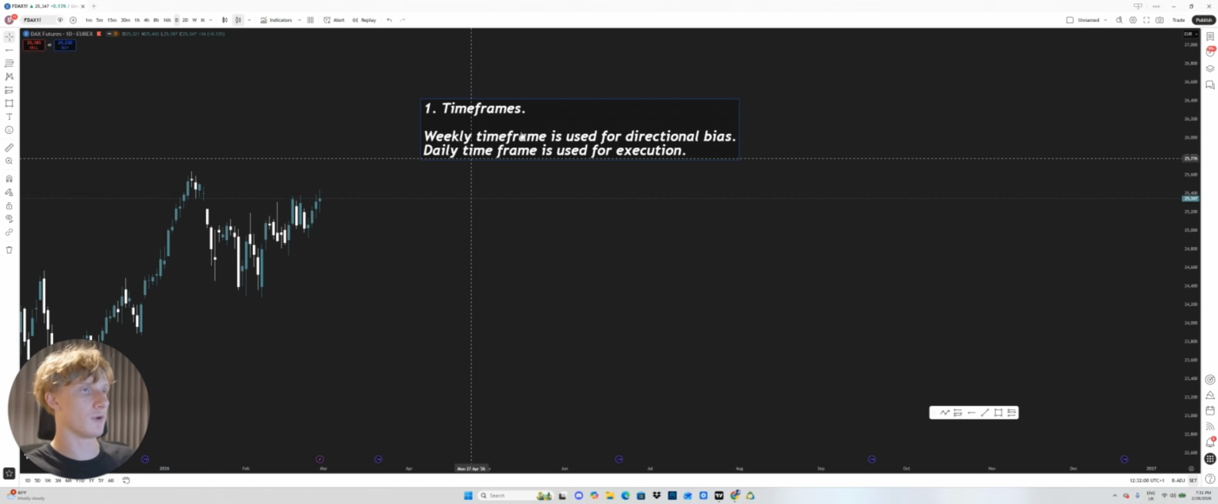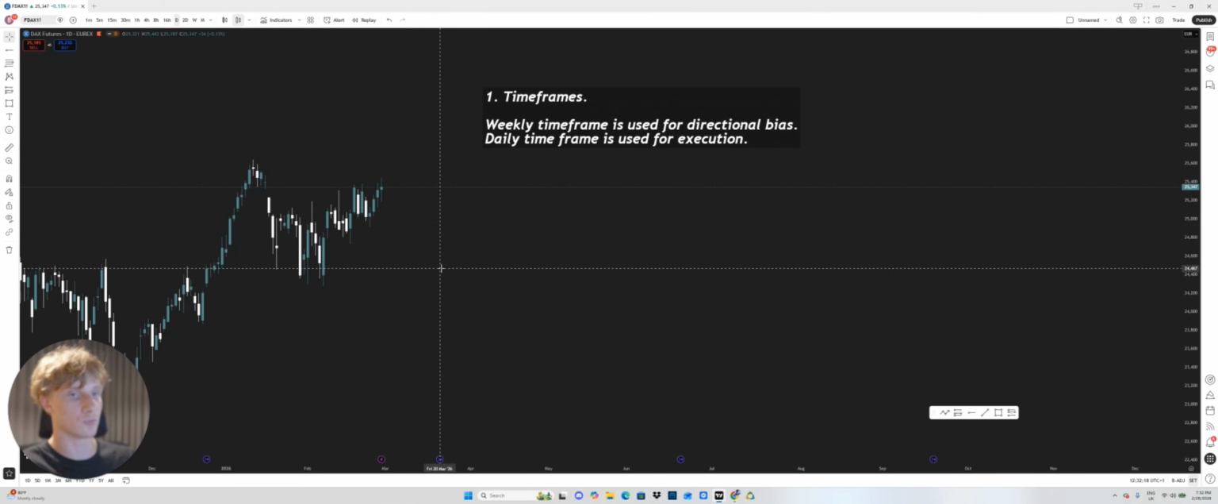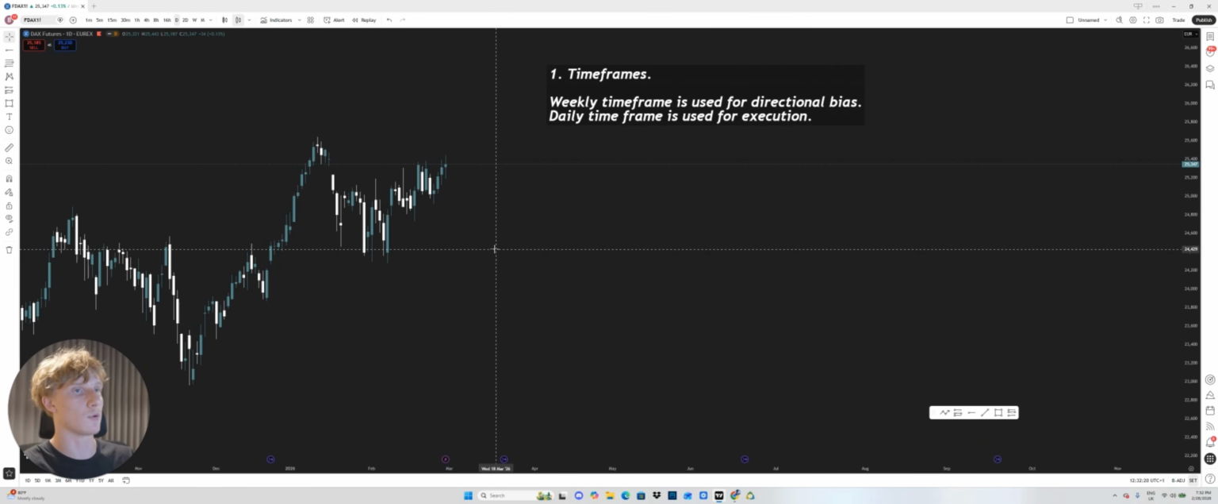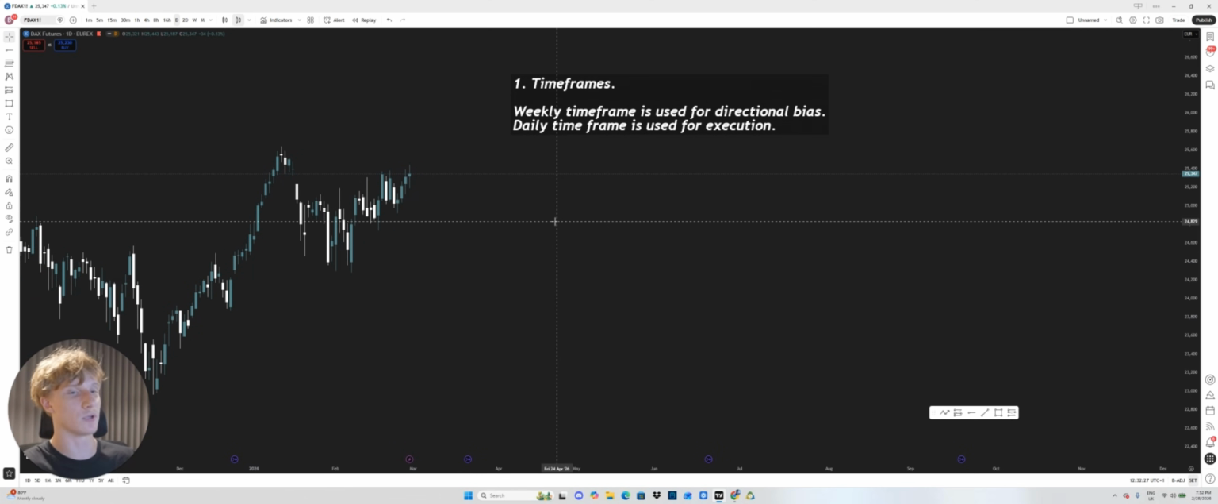So timeframes. The two timeframes we really want to focus on are the weekly timeframe and the daily timeframe. The weekly timeframe is used for our overall directional bias, which I'll explain, and the daily timeframe is used for execution, which is essentially just placing your trades. Directional bias is when we go into the weekly timeframe and look at where we think the market is projected to go in the coming weeks. Then our daily timeframe is where we zoom in and find an area where we are going to place our trades.